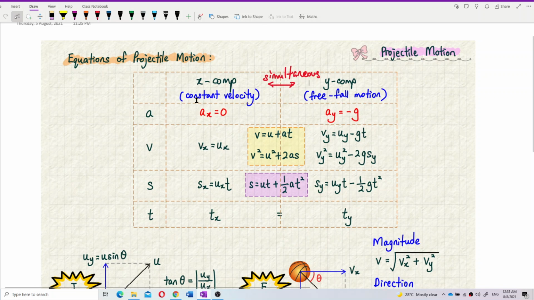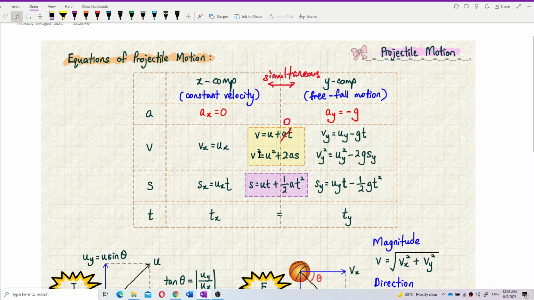In the x component, we know that ax equal to 0. So we substitute ax equal to 0 into the acceleration in each equation. What will happen if we substitute acceleration with 0 for the x component? When we substitute acceleration with 0, at becomes 0, because 0 times time gives 0. So v equal to u. The final x component velocity is equal to the initial x component velocity.